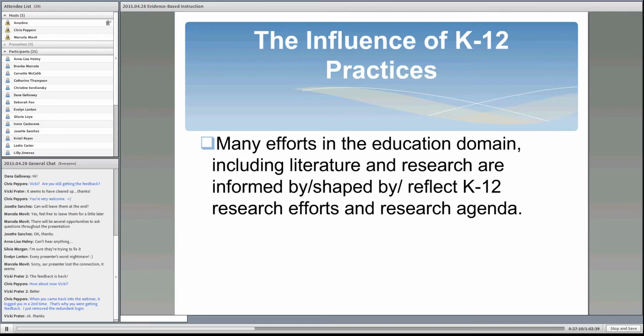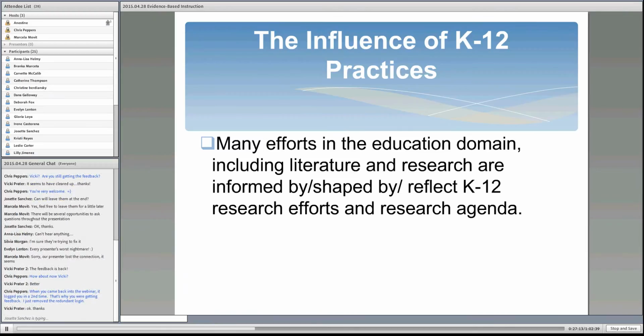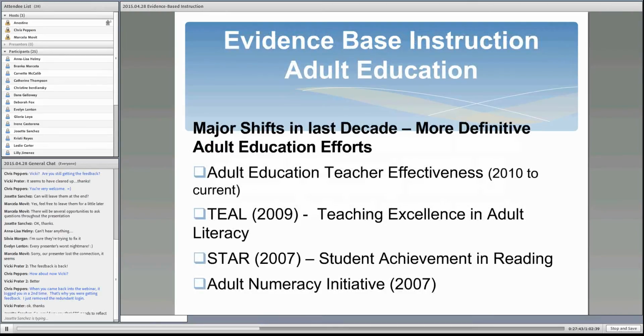So this is something. But overall, I would say that there have been some definitive shifts in adult education over the last decade, and I will be sharing some of that with you today. There are some very definitive and very compelling shifts by the U.S. Department of Education to ensure that there is information derived from rigorous efforts to support adult education and to support teaching and learning within the adult education context. And let's look at some of what these shifts have been, a sample of what these are.